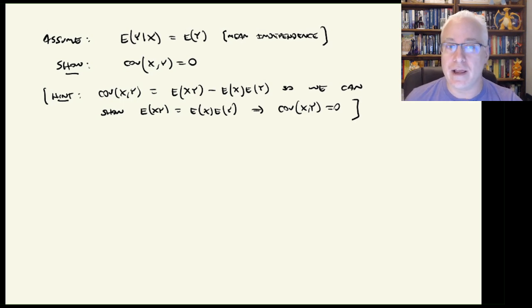What we're doing here is showing that covariance is equal to 0, and I'm giving you the hint, something you might have seen in a basic stats class, that the covariance between two random variables can be written as the expectation of their product minus the product of expectations. As we talked about in class, the oldest trick in the mathematical book: if two things are equal, then the difference between them is equal to 0. So if we can show that the expected value of the product XY is equal to the product of the expected values, then we'll have that covariance is equal to 0.